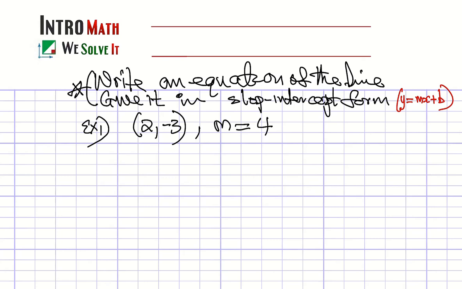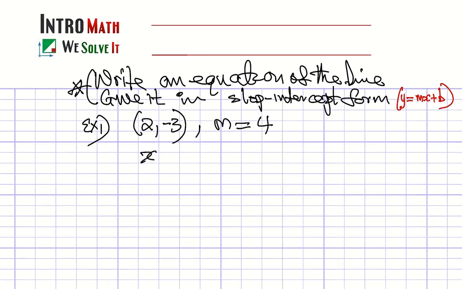So what you need to do is know which one is x1 and which one is y1 in the point given. That way you don't get confused. That's all you need to do. So for the point given to us, x1 is 2 and y1 is -3, okay?